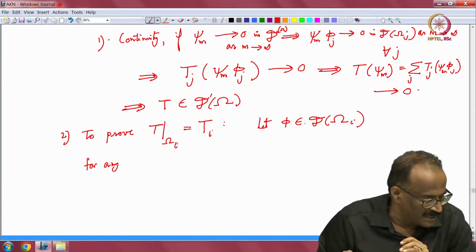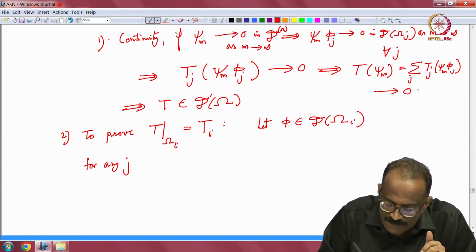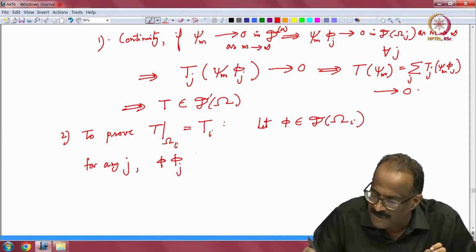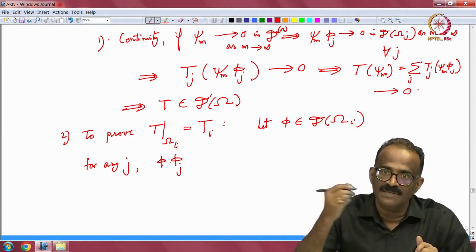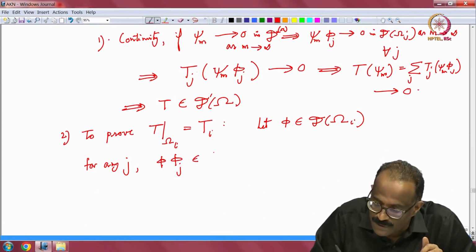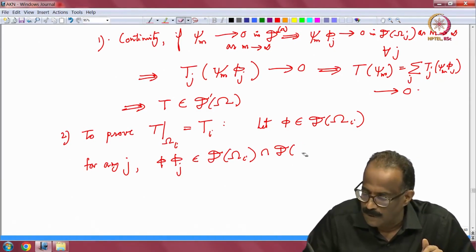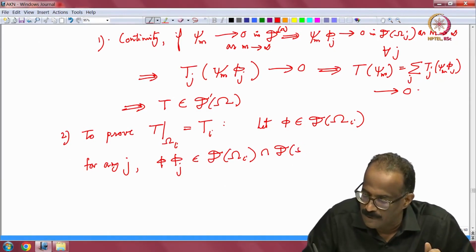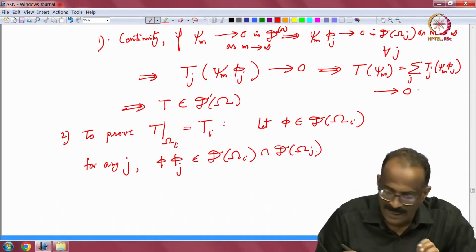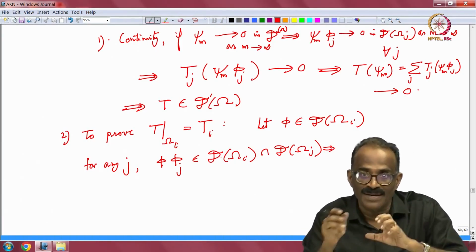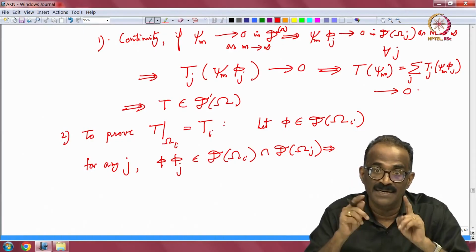Okay. So, you want to prove that it is restricted. So, for any j, phi has support in omega I, phi j has support in omega I. So, this belongs to D omega I intersection D omega j. Oh, sorry, D omega j. So, now that immediately implies, because it is in both omega I and omega j, Ti and Tj, j is fixed now.